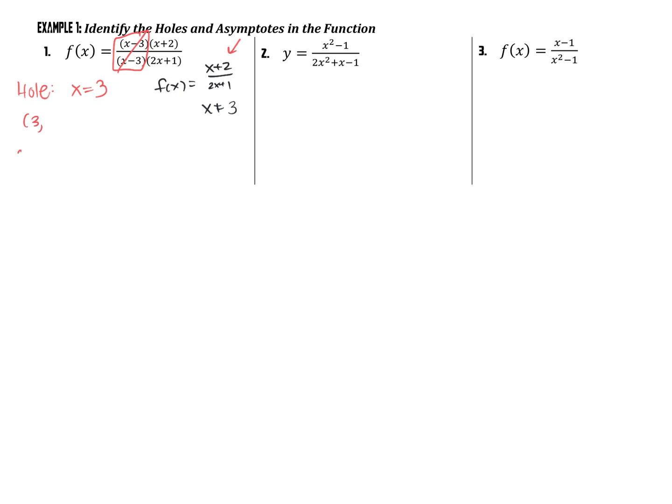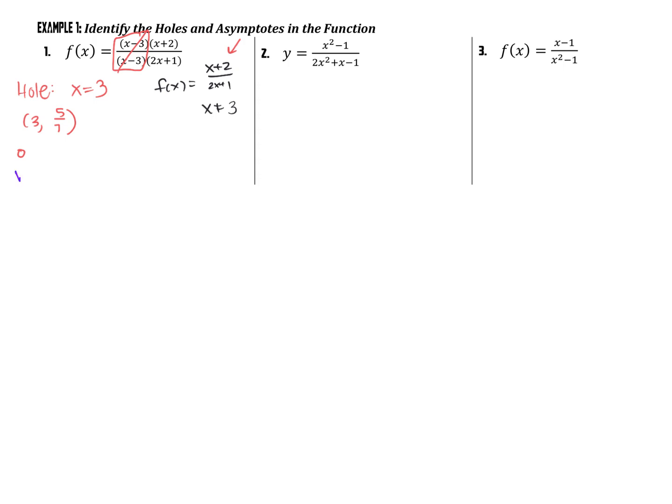That's where on the graph we would have an open circle. If we plug 3 in there, we're going to get 3 plus 2 is 5 over 2 times 3, 6 plus 1, 7. So there's a hole in the graph at the point (3, 5/7). Everywhere else, this value is exactly the same as if you plugged the same x value in here. The functions are the same.